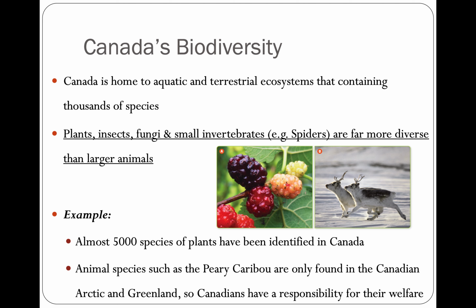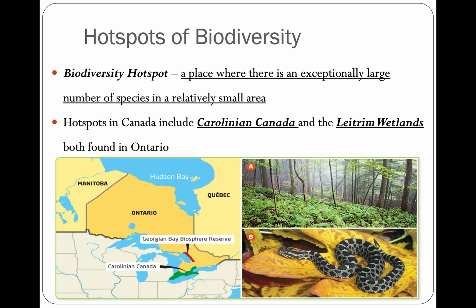5,000 species of plants have been identified in Canada. Animal species such as the prairie caribou, I think this is it here, are only found in the Canadian Arctic and Greenland, so Canadians have responsibility for the welfare of these animals.